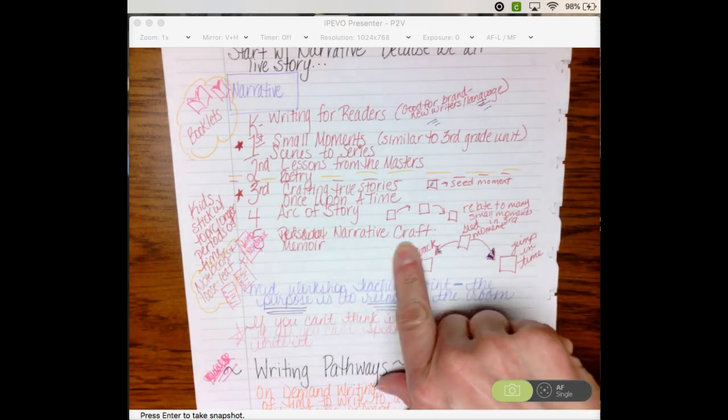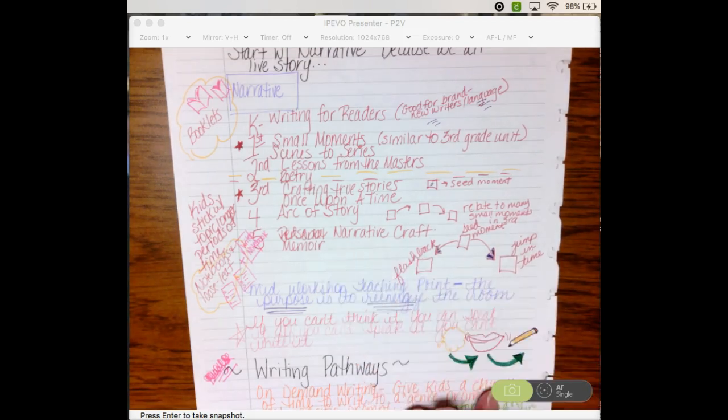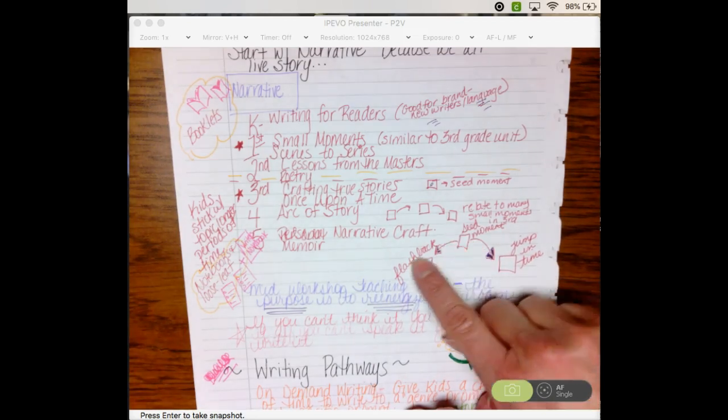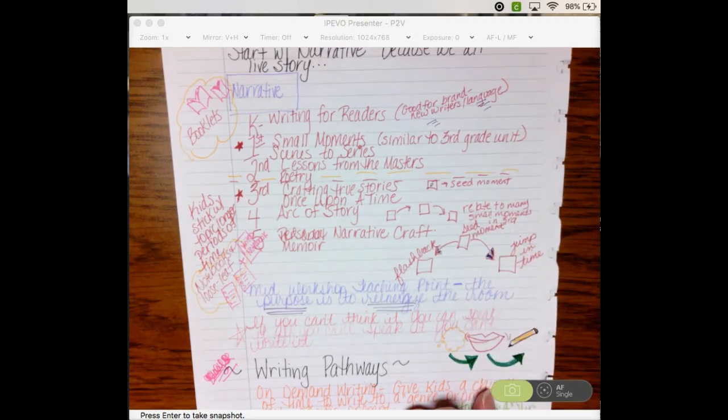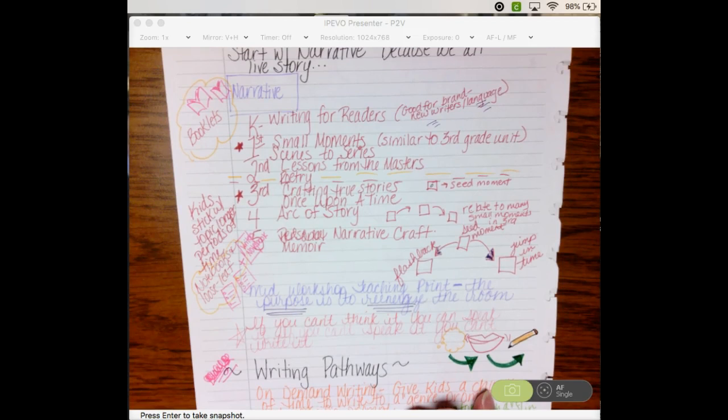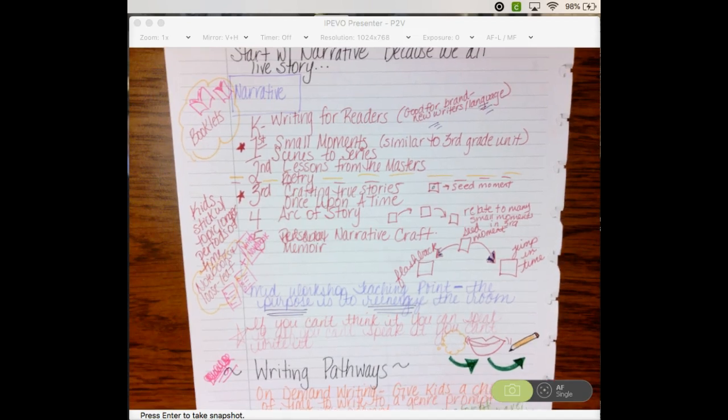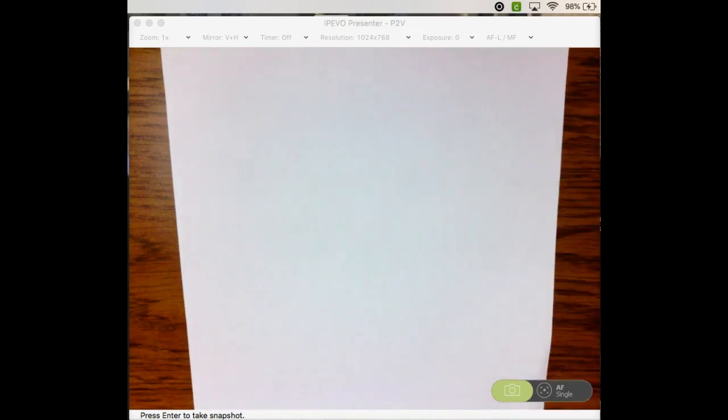And then in fifth grade, they move into narrative craft memoirs. So they'll start with their seed moment, but you'll see they can do flashbacks, they'll jump forward in time, and their memoirs typically are very personal and have a lot of emotion behind them. So the work that you're doing in this unit is so important, and the work that you did in the lessons from the masters unit is so important.